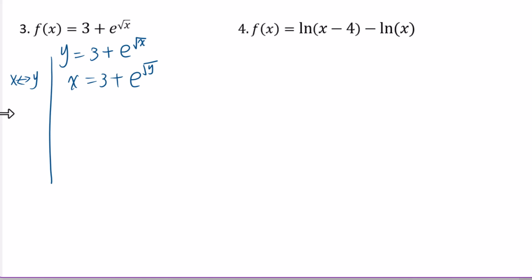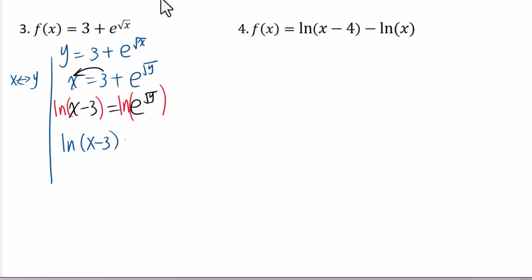We need to isolate this power first. So move 3 to the left side. X minus 3 equals e to the square root of y's power. Then we will take a natural log, both sides. Natural log of x minus 3 equals square root of y.